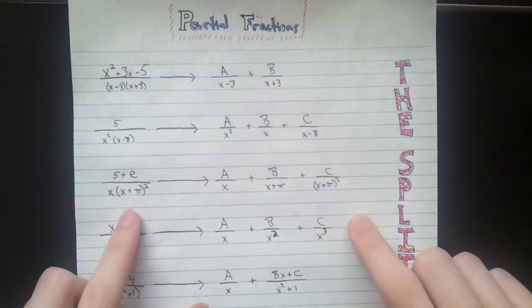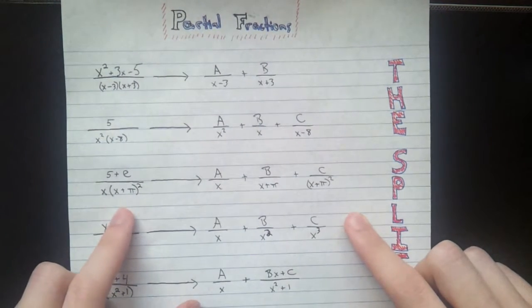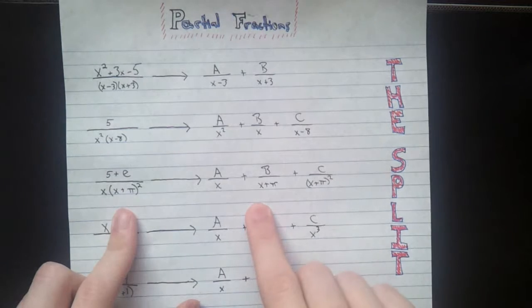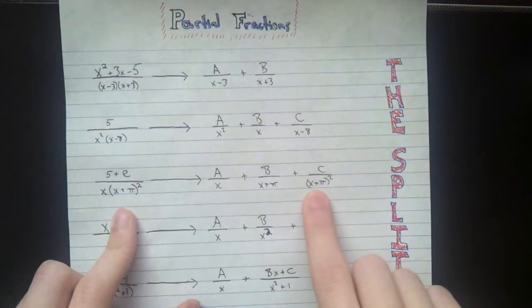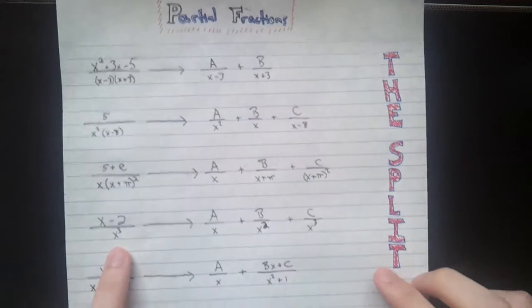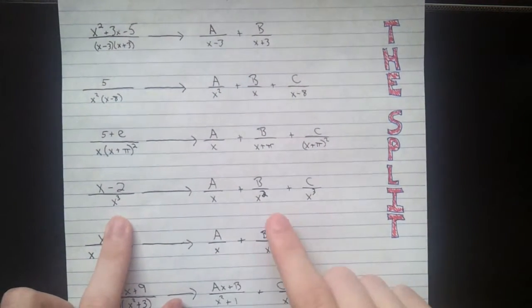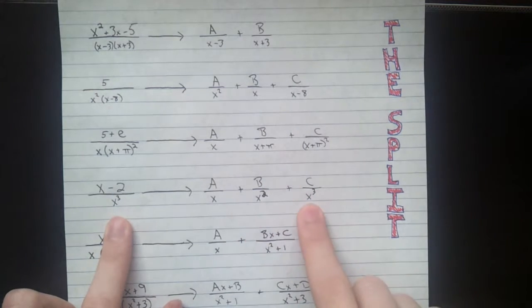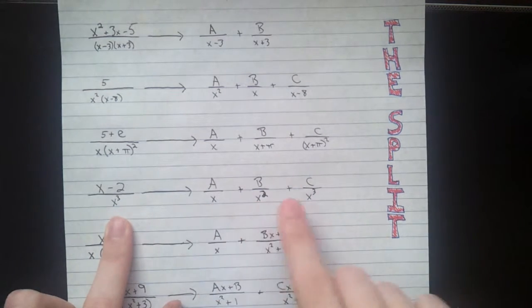Same thing here. We have x times x plus pi squared. So we have A over x plus B over x plus pi plus C over x plus pi squared. And x cubed, an example of higher powers: A over x plus B over x squared plus C over x cubed. You just got all the powers of x there.